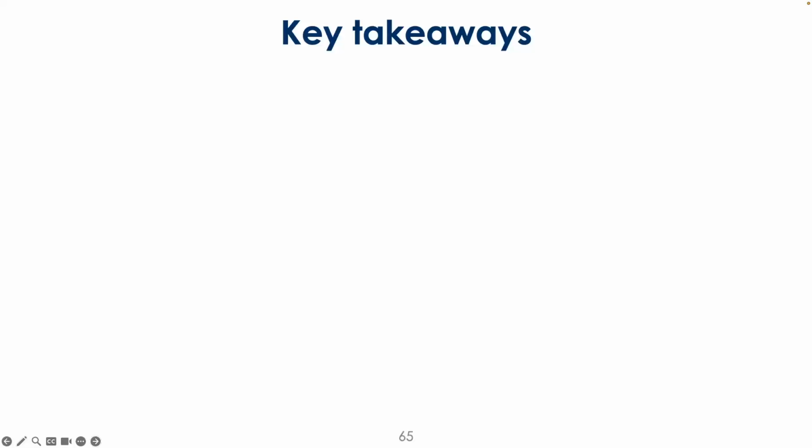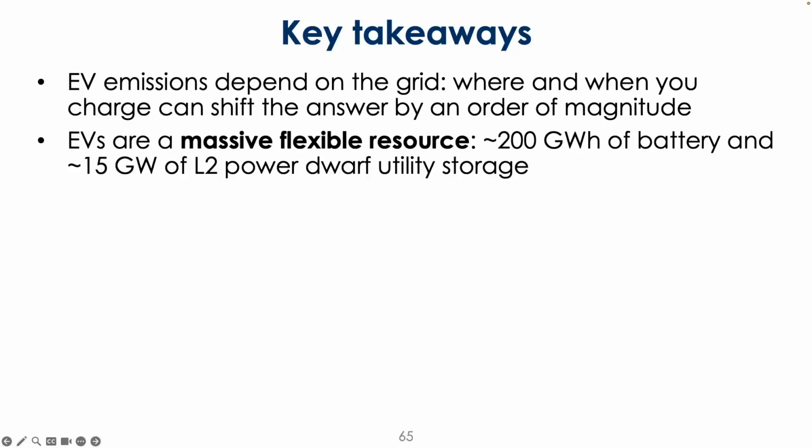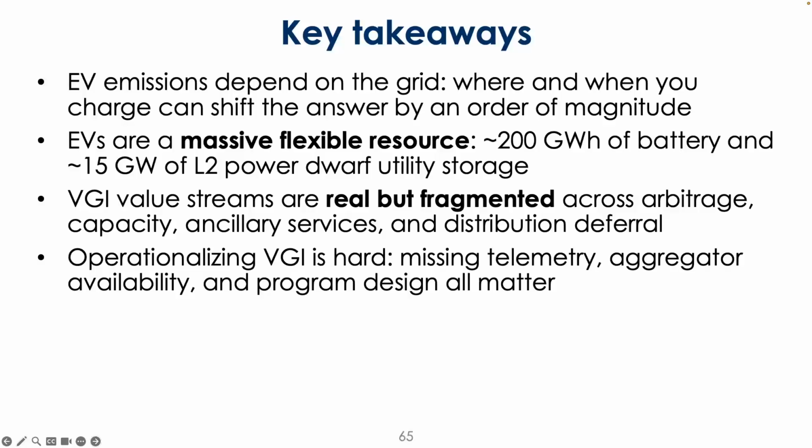So I'll just conclude with a couple takeaways. Emissions depend on the grid, where you are, and when you charge can shift the answer. EVs are a massive flexible resource, and someone is going to capture that economic value at some point. So I would expect V1G and V2G as kind of an inevitability. The value streams are real but fragmented, so someone has to figure out the best ways to capture that value, and operationalizing it is hard.